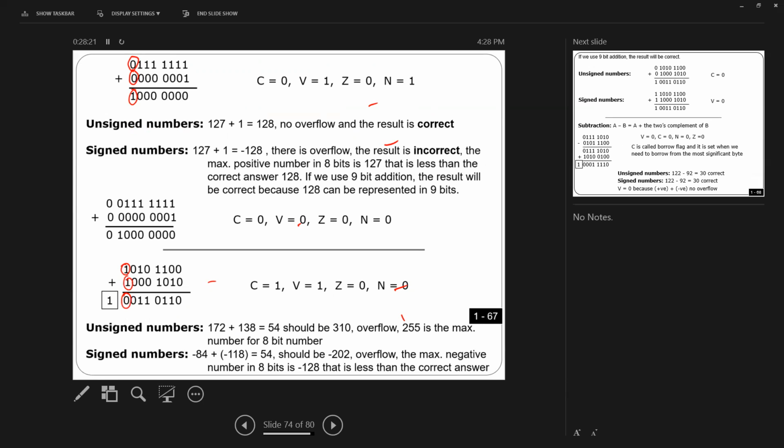Okay, please don't be confused. The carry resulted from here is not a part of the answer. You understand what I'm saying? So here, after you do addition, if there is something resulted here, this is not the answer.